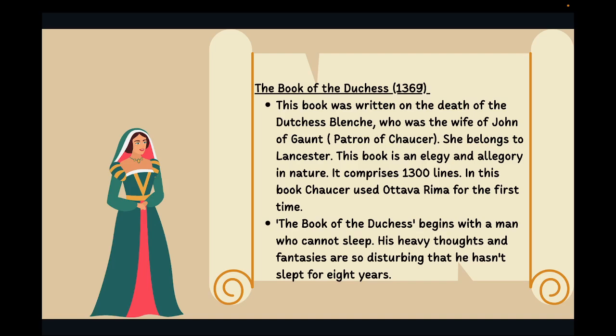It is allegorical in nature and comprises about 1,300 lines. In this book, Chaucer used ottava rima for the first time.